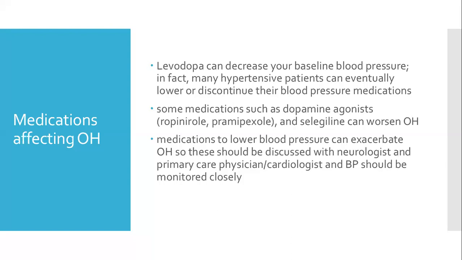So often people that are hypertensive at baseline, who used to have really high blood pressure, once they develop Parkinson's can actually swing to the other side and develop low blood pressure. So they may not need those blood pressure medications anymore.